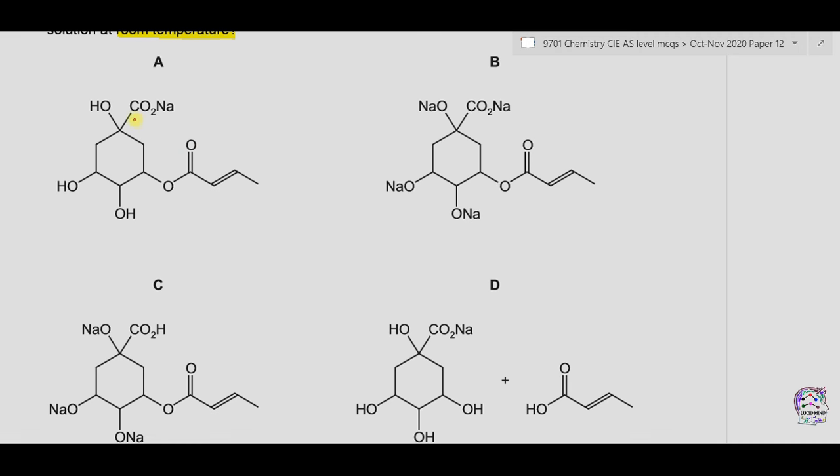Among the given options, we can see that in A, sodium salt of carboxylic acid is formed and the other compound has not changed. In B, the alcohol has also reacted, which is incorrect. In C, again the alcohol has also reacted, which is incorrect. In D, we can see that the ester is broken down, which is also incorrect. The only correct option is A.